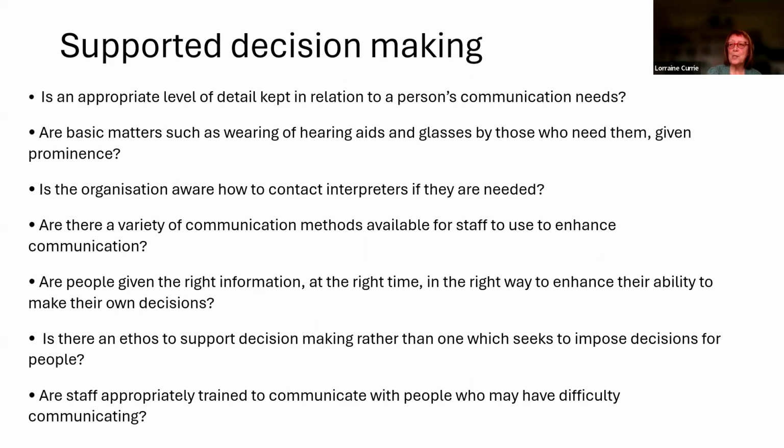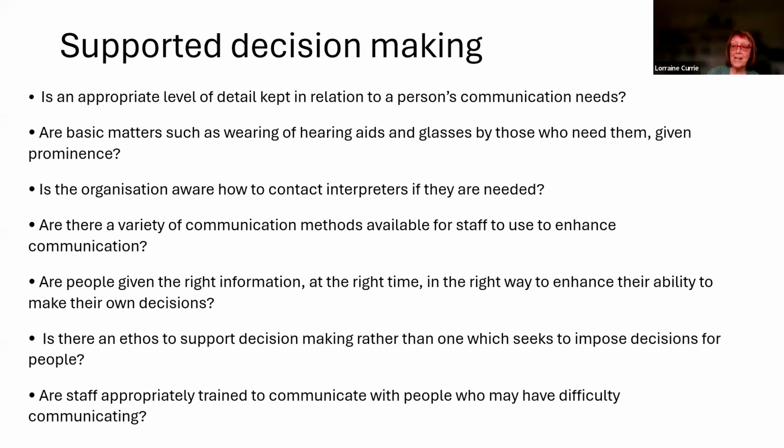So when we then look at supported decision-making, a set of questions. Is an appropriate level of detail kept in relation to a person's communication needs? So how do we know how to support them with decision-making if we don't know enough about their communication needs? Are basic matters such as the wearing of hearing aids and glasses by those who need them given prominence? Are your staff aware how to contact interpreters if they're needed?